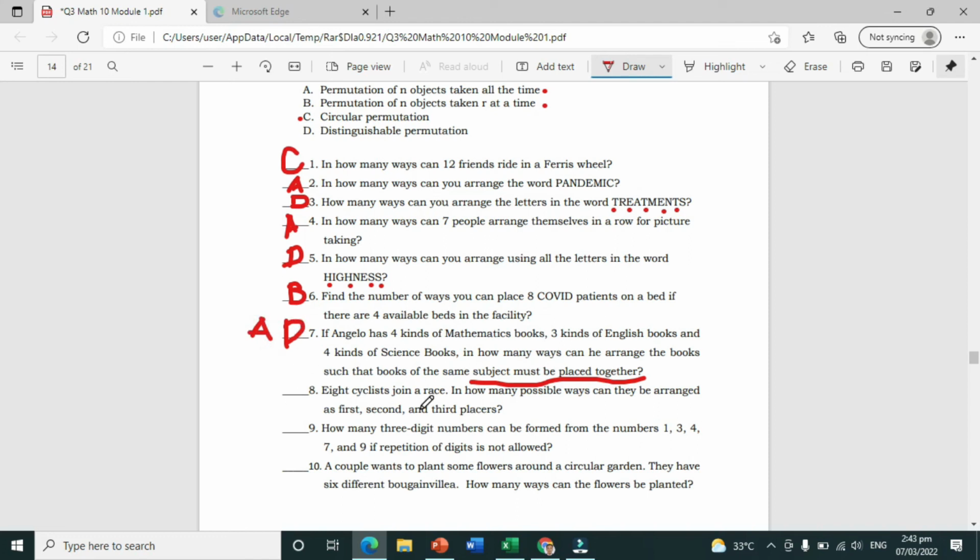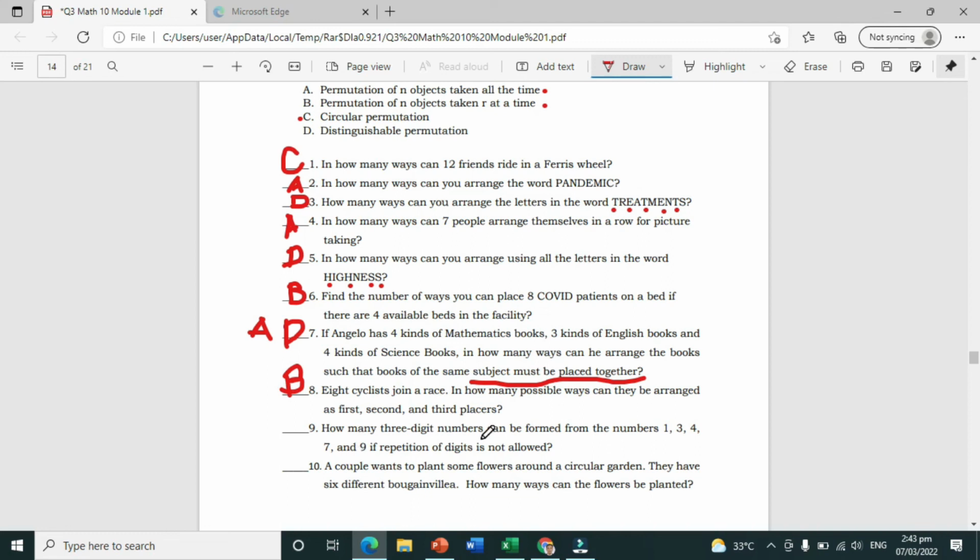Number 8. 8 cyclists join a race. In how many possible ways can they be arranged as first, second, and third placers? So, out of 8, ilan lang yung placers natin? 3. So, 3 lang yung pwedeng ma-qualify as first, second, and third. So, out of 8, 3 lang. So, this is taken R at a time. So, letter B.